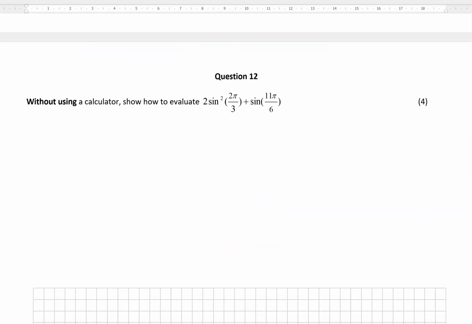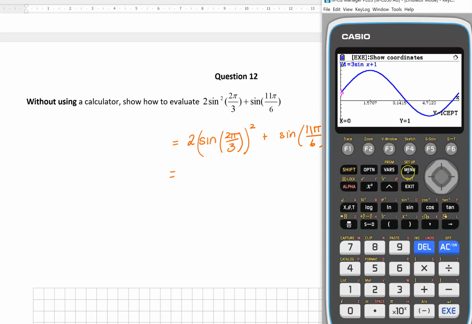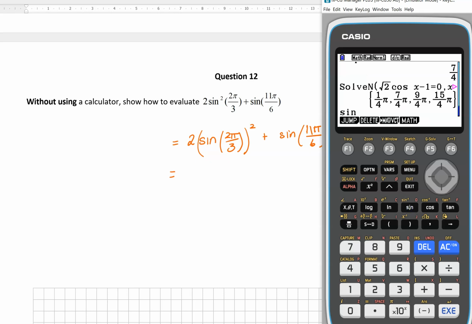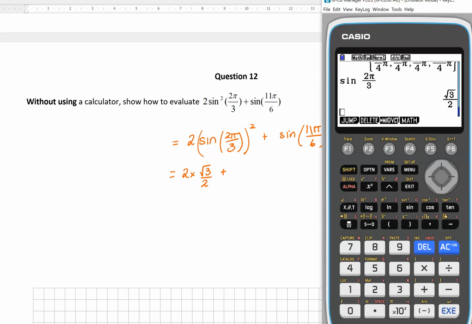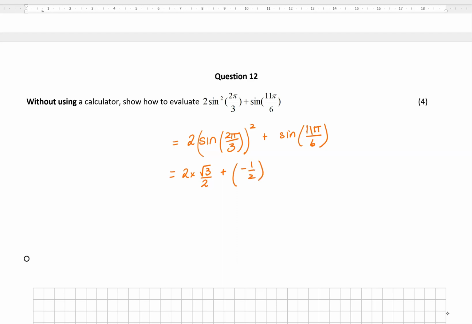And make sure you do explain your reasoning, all right, as I just said. Okay, and without using a calculator. Now, just because it says you're not allowed to use a calculator doesn't mean you can't. So sine squared, that actually means sine 2 pi over 3 all squared plus sine 11 pi on 6. Okay, so if you didn't want to use your chart, a little bit of a cheat, no one's going to know. Sine 2 pi over 3. Right, so that becomes 2 times root 3 over 2. Plus, what is sine of 11 pi on 6? And that's minus a half. Okay, so we get root 3 minus a half, and you can leave it like that.